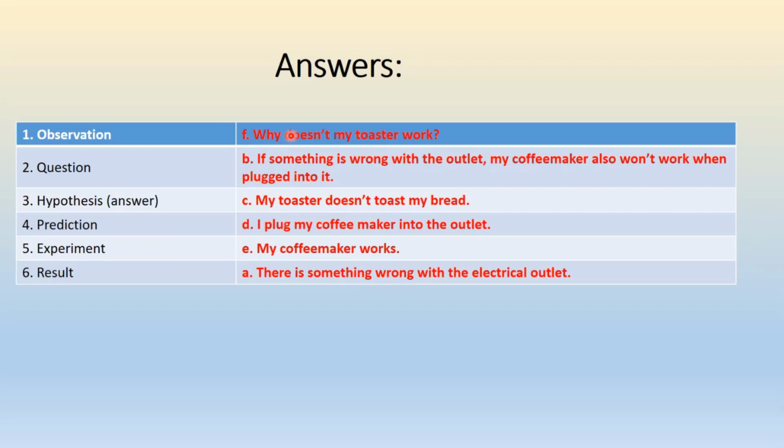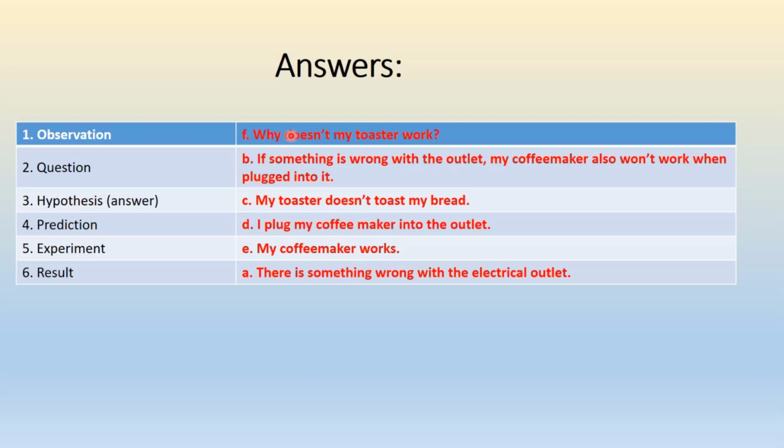Which means that based on the experiment, yes, you are right, the hypothesis is incorrect, but the coffee maker works because when we look at the results, it says E, sorry, which says my coffee maker works when plugged into the outlet. This suggests that there is nothing wrong with the outlet or with the plugs, as we call them.